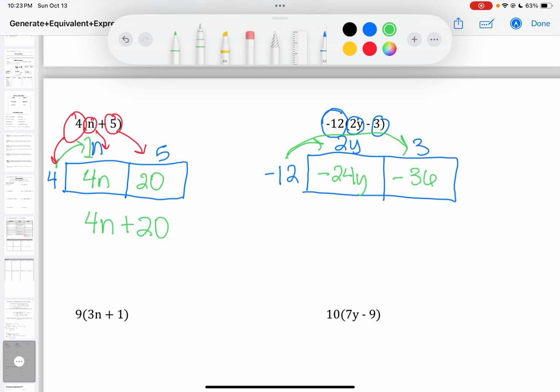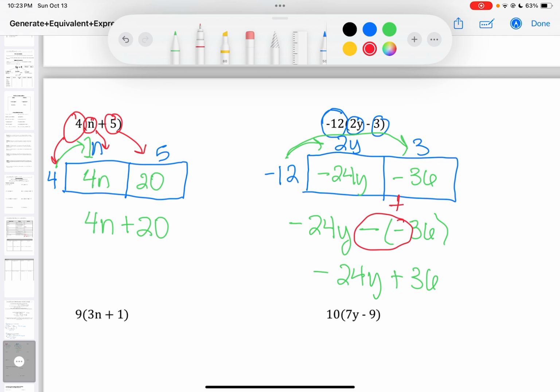So this can be rewritten as -24y minus, because we're subtracting, -36. And if you guys remember from our integers unit, I can also rewrite this as -24y plus 36, because when these two are together, they will make a giant plus sign. Subtracting a negative number is the same thing as adding the positive number.